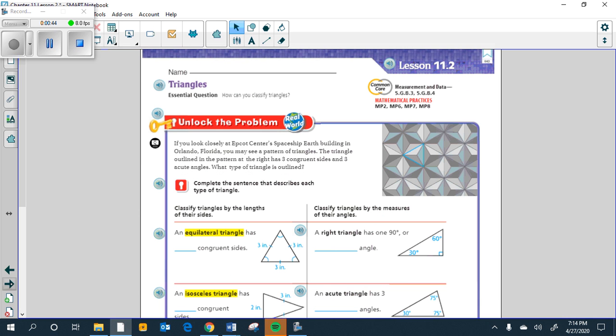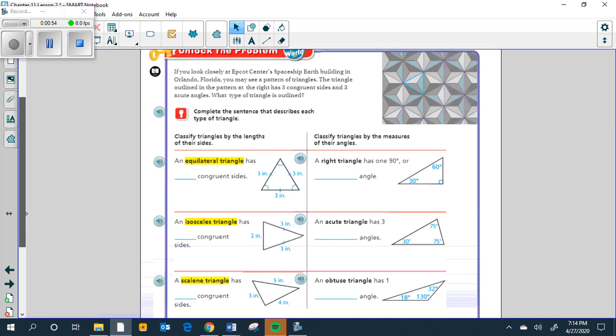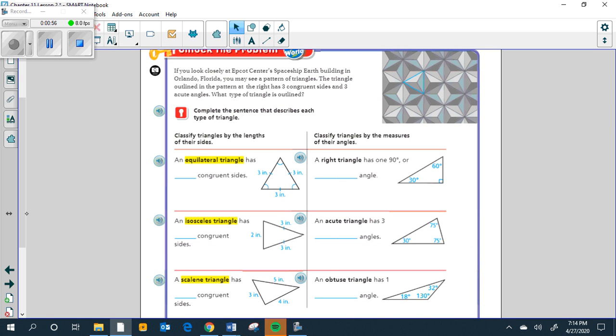And now let's take a look at today's lesson. Our learning goal today is to be able to classify triangles. So let's unlock the problem together. If you look closely at Epcot Center's Spaceship Earth building in Orlando, Florida, you may see a pattern of triangles. The triangle outlined in the pattern at the right has 3 congruent sides and 3 acute angles. What type of triangle is outlined?